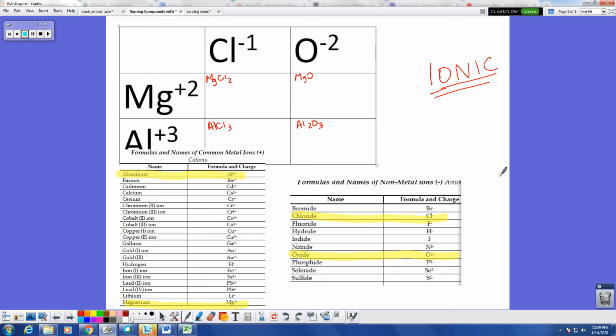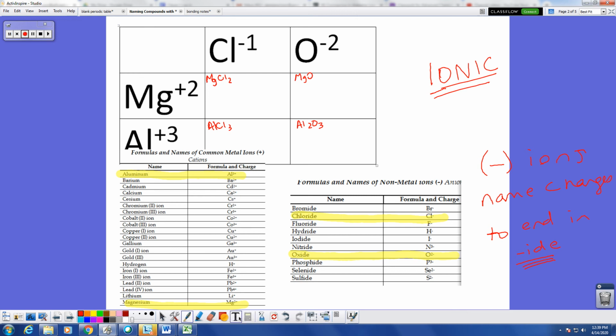So a rule you may want to jot down: negative ions, the name changes to end in ide. Very important, okay? So the name of this is not magnesium chlorine, it's magnesium chloride.